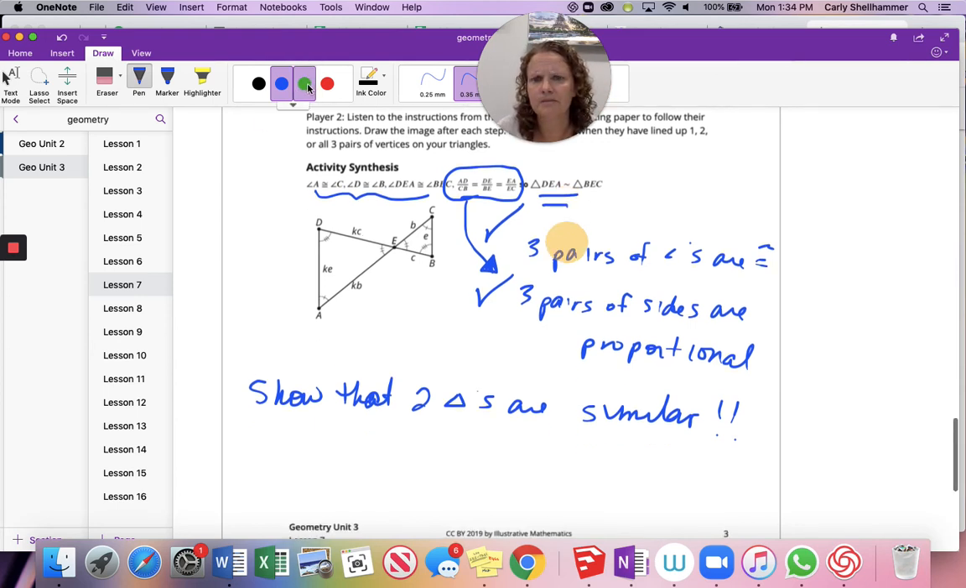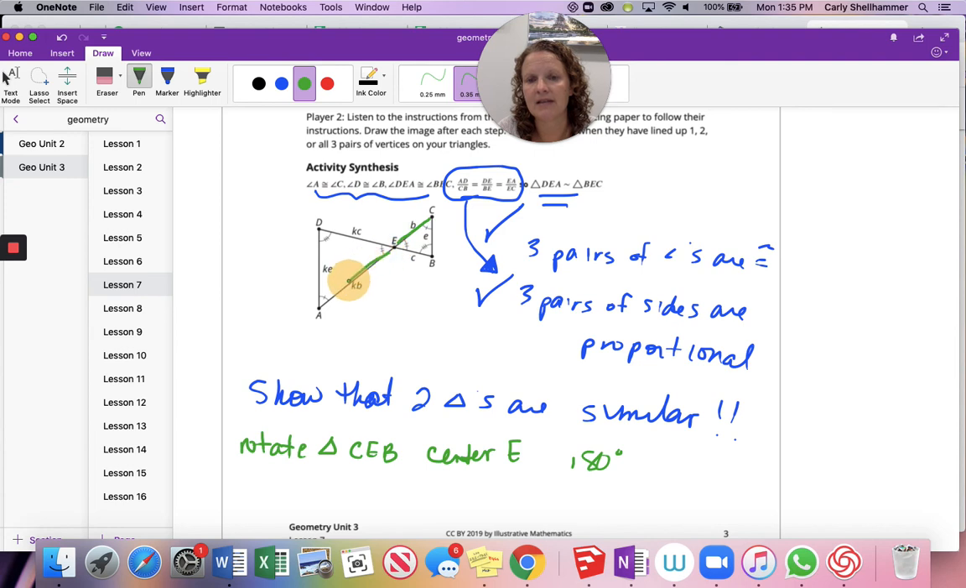Let's do this. Sequence of rigid motions. I can rotate triangle CEB around center E 180 degrees. So that means that this line segment will be rotated onto this line segment. That's why I picked 180 degrees. I'm going all the way over there.